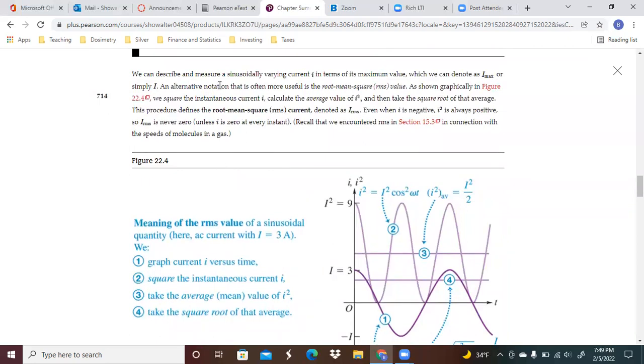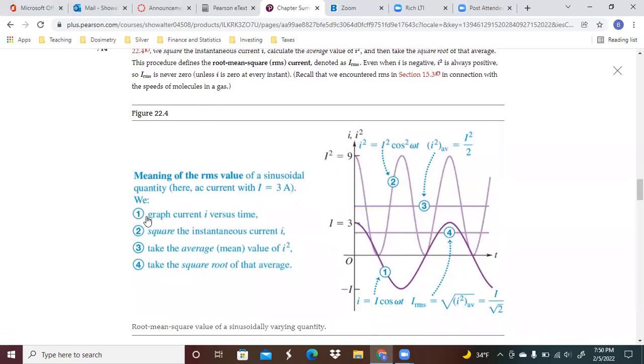So we can describe and measure sinusoidally varying current I in terms of its maximum value. So we can denote I max, or just simply I. An alternative notion that is more useful is the root mean square value, and it's shown graphically here. We square the instantaneous current, little I, calculate the average value of I squared, and then take the square root of that average. So that's why it's called the root mean square, or RMS current. So even when this is negative, the squared is always positive, so this is never 0.